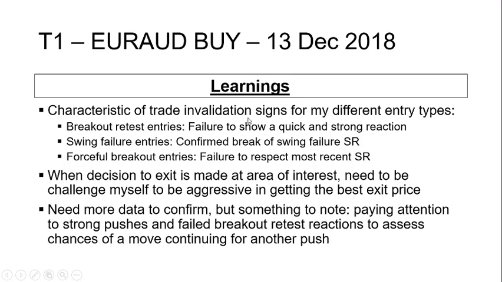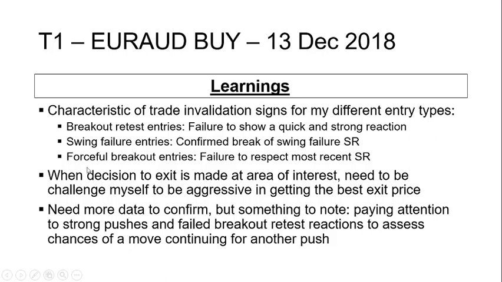So the key learnings here is characteristic. This is a really key learning. It's repeated in other trades as well. Characteristic of trade invalidation signs for my different entry types. And I classified all of my entries into 3 types, and this has helped me a lot in terms of really quantifying my entry edges, right?